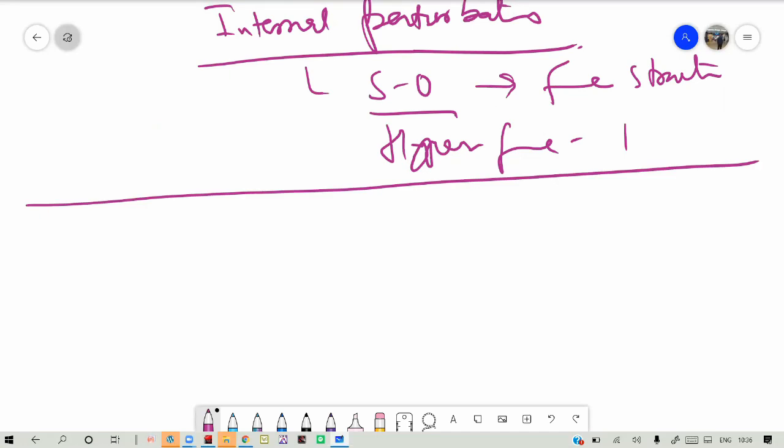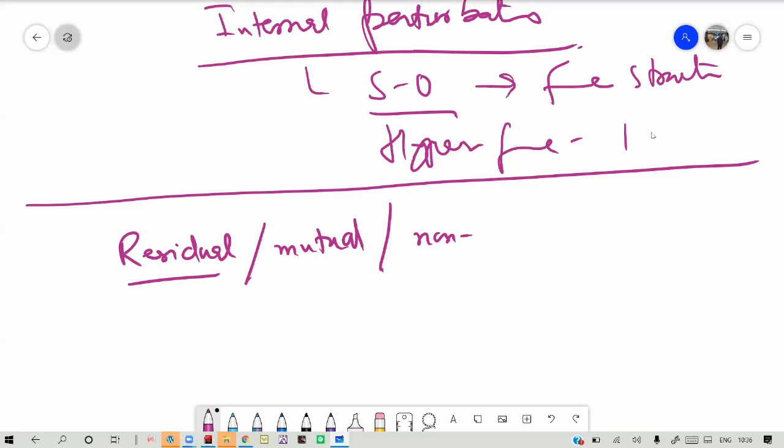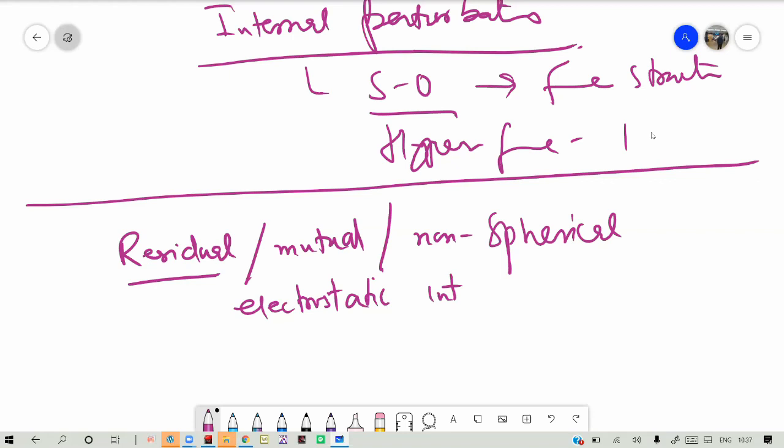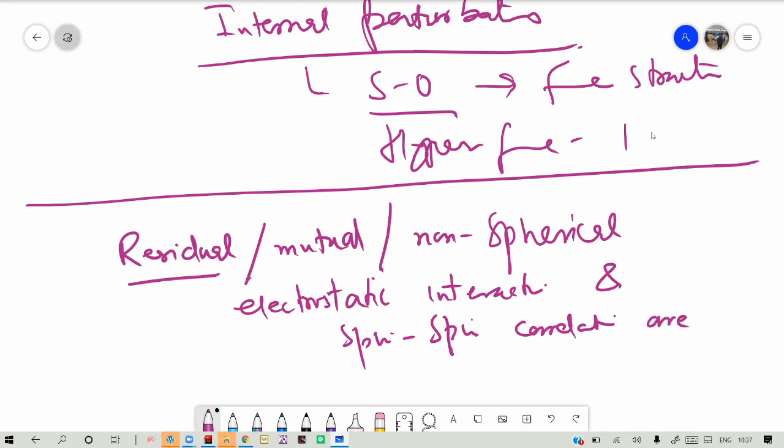Now, what does this have to do with LS coupling or JJ coupling? The residual, sometimes also called mutual or non-spherical electrostatic interaction, and the spin correlation or interaction, these are large values, the largest of the other remaining interactions.